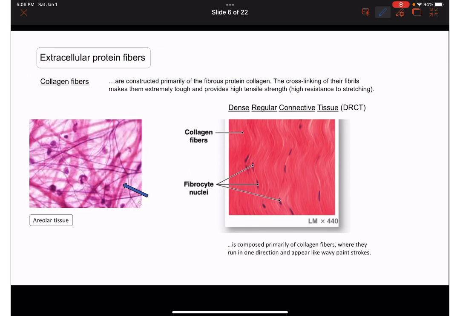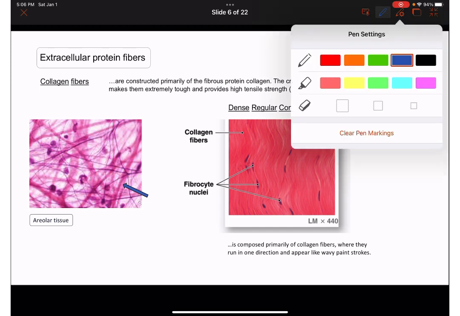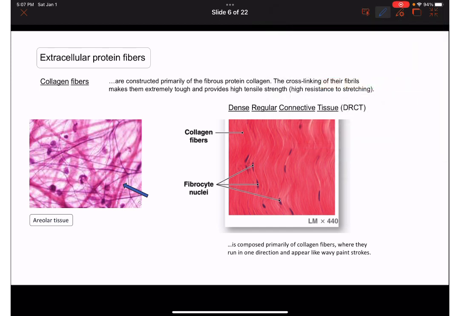Now let's move on to the extracellular protein fibers. The first protein fiber I want to talk about is collagen fibers. Collagen fibers are constructed primarily of the fibrous protein collagen. And the deal with these collagen fibers is they're extremely tough, and they provide very high tensile strength to the tissues they're in. Tensile strength is resistance to stretching. So they're really strong and they have a high resistance to stretching.